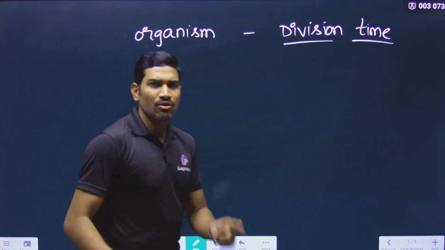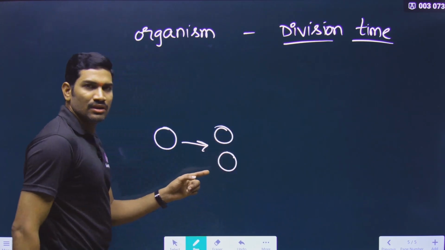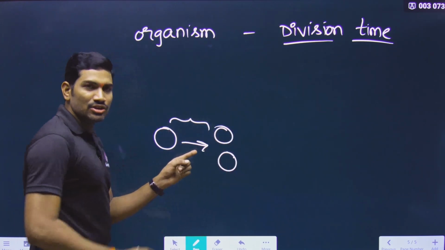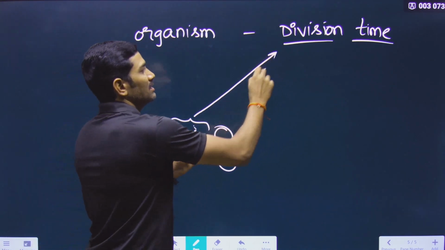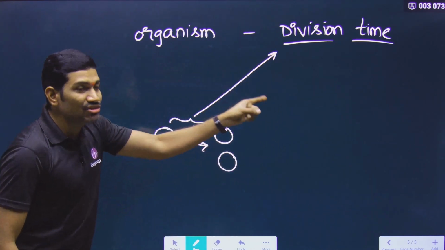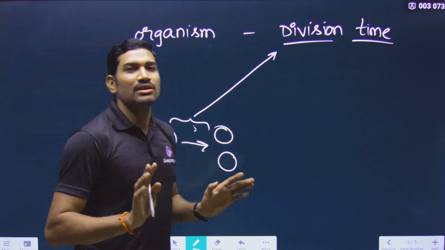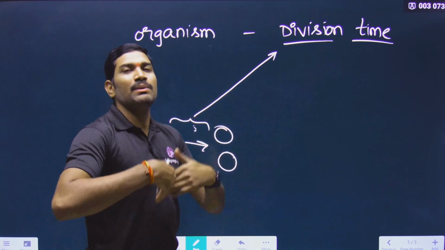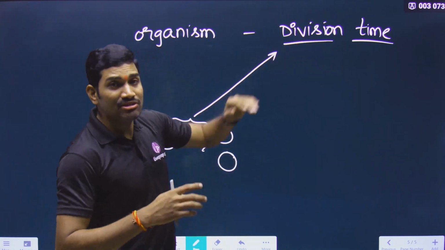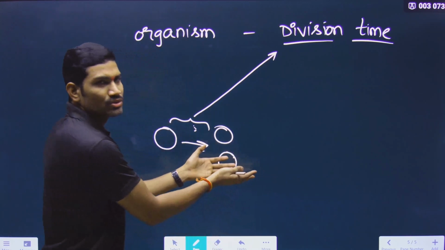Multiplication means what? One cell has to divide and form two cells. And what is the time taken for this process? That time is called division time. And this division time will tell us whether it is fast or slow. Understood or not? If the division time is less, multiplication is fast. If the division time is more, multiplication is slow. Yes or no? This is the conclusion.